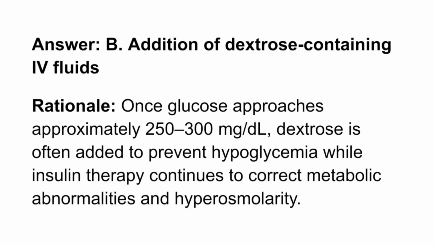Rationale: once glucose approaches approximately 250 to 300 mg/dL, dextrose is often added to prevent hypoglycemia, while insulin therapy continues to correct metabolic abnormalities and hyperosmolarity.